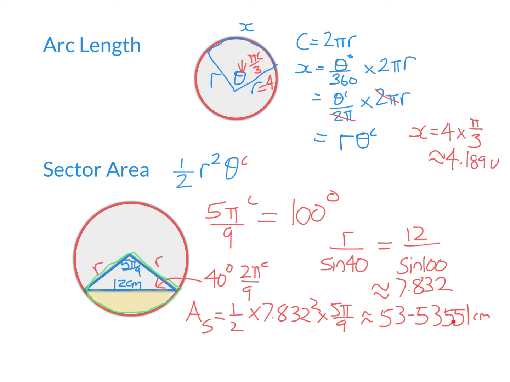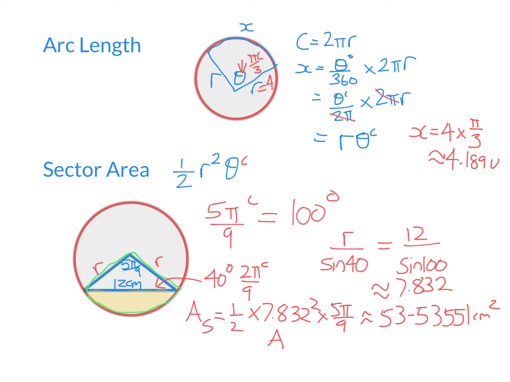So I've used a lot of decimal places here. So in my calculator, I didn't actually put this, by the way. I actually put the exact answer. So you leave this exact answer on your calculator, times it by half, times it by 5 pi over 9, and then you get this answer here. So that's the area of the sector.